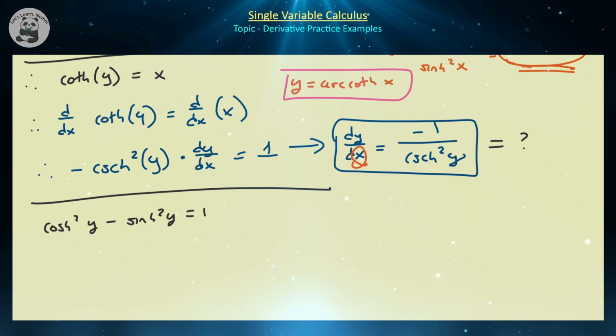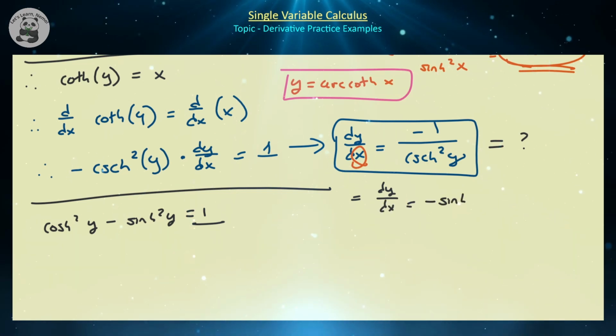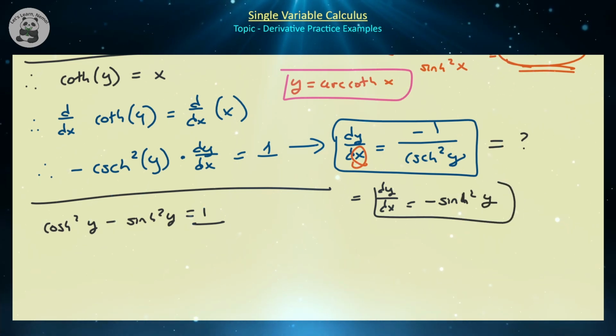So what I want to do is divide something by, let's see here, how can I get a hyperbolic cosecant squared? Well, what I can do is write that as dy over dx is equal to minus hyperbolic sine squared of y. And then I can play with this identity instead, right? But still, I want to write that as a function of x.